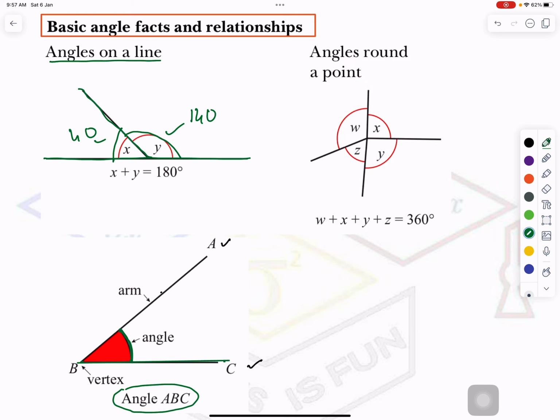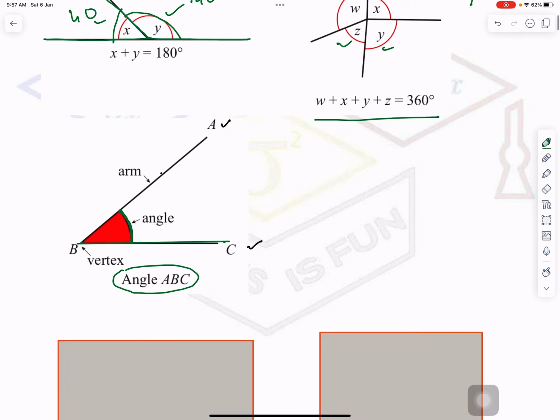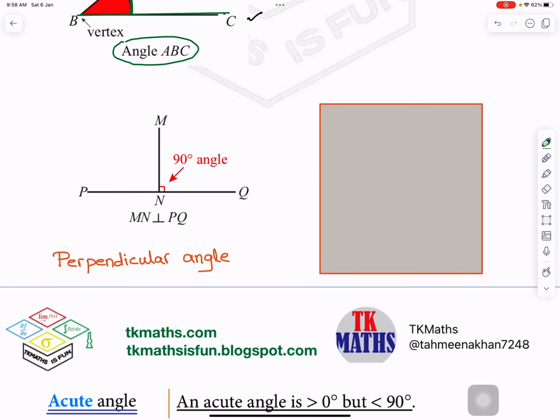Another very important one is called angle around a point. In this one, if this is a point, no matter how many angles you divide it into, like this, the sum of all of them will be equal to 360. So this is called angle around a point. As I said, in this video, we will learn the terminologies and the meanings of the different terms, which we will use to solve questions later on.